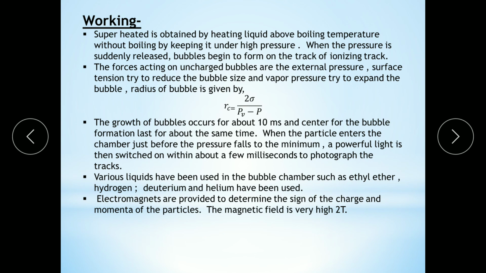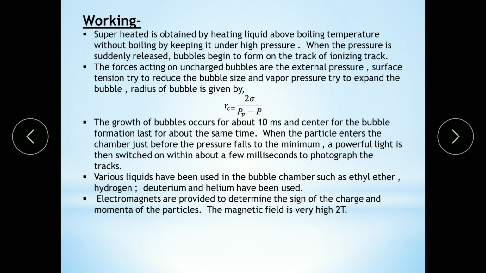The growth of bubbles occurs for about 10 milliseconds, and the centers for bubble formation last for about the same time. It means that within 10 milliseconds we see the bubbles grow, but within about the same time the centers of the bubbles are lost.